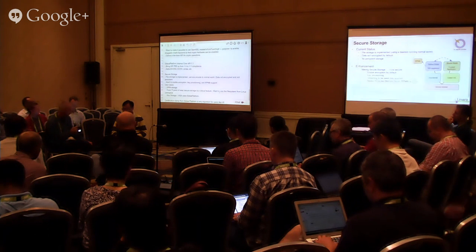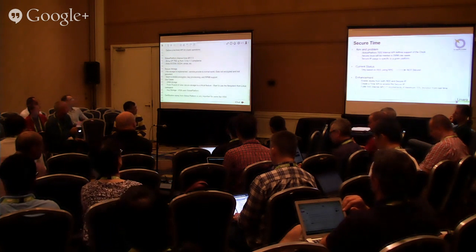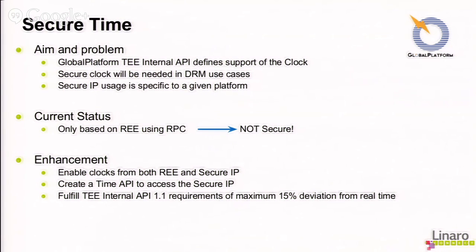Okay, let's jump to the next one. Secure time, it's also coming from Global Platform APIs. You should have the possibility to get the time both from the REE and the TEE itself. Today, in the current implementation, we get the time from the REE. That means that it isn't secure. However, this is something that you should be able to do, and it's not something that you have done just as a substitution. It is quite different depending on the hardware you're running.